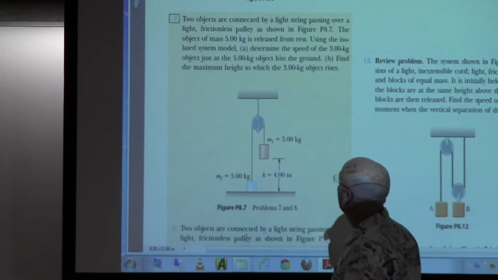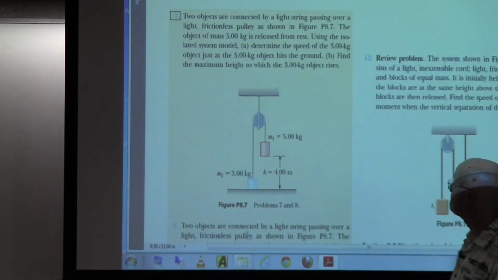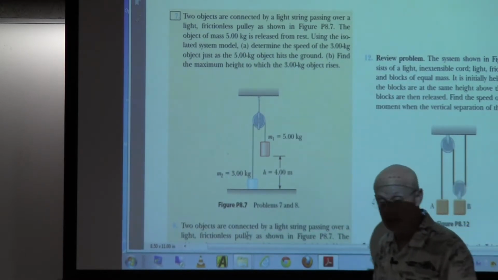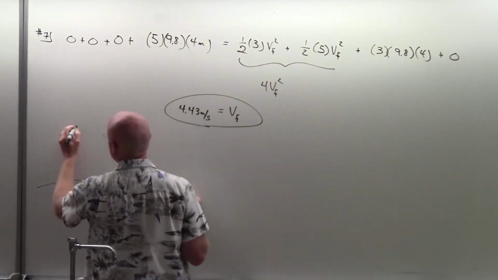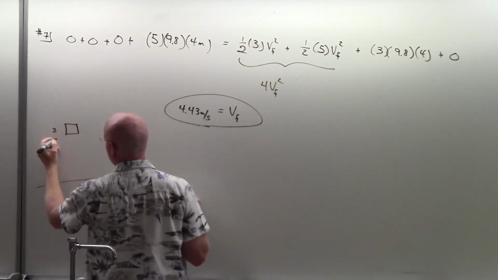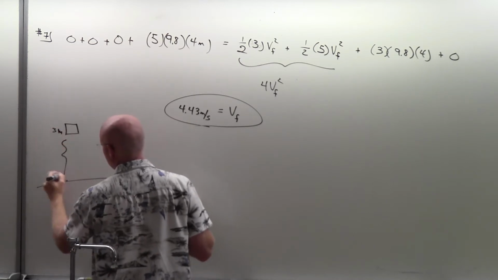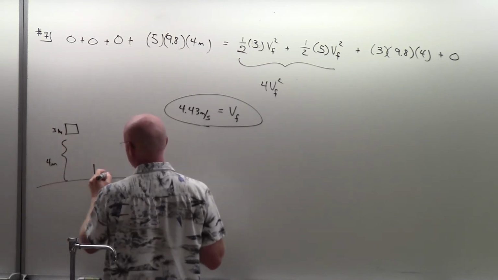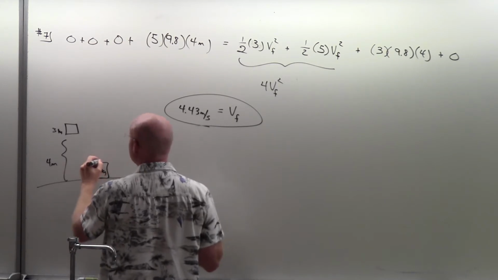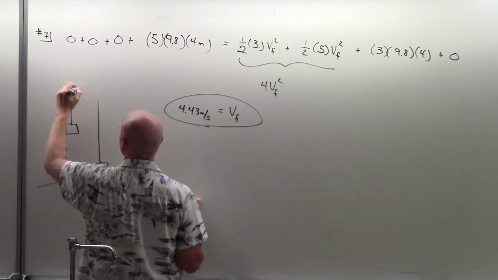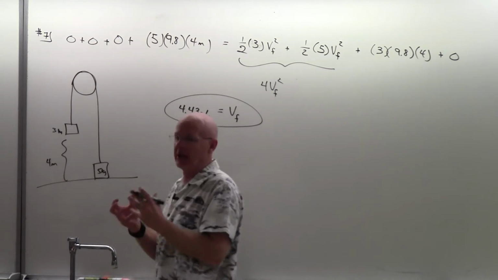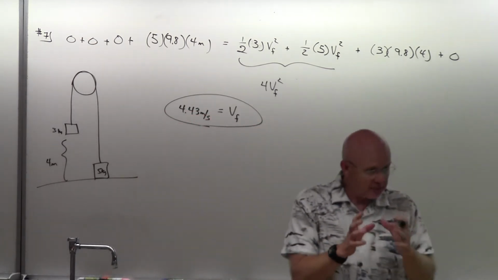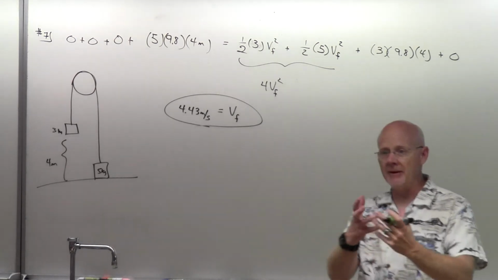And it goes on. It's going to make me think more about this problem. I like it. Now, find the maximum height to which the 3 rises. Okay, so what happens next? Maybe a picture is worth drawing here, because at this point I have the 3 kilograms 4 meters above the ground. And I have the 5 kilogram microscopically above the ground, but soon to impact the ground. So what will happen next?